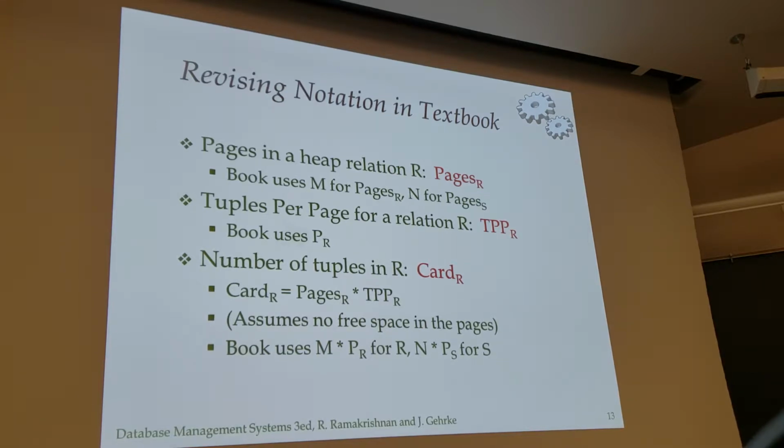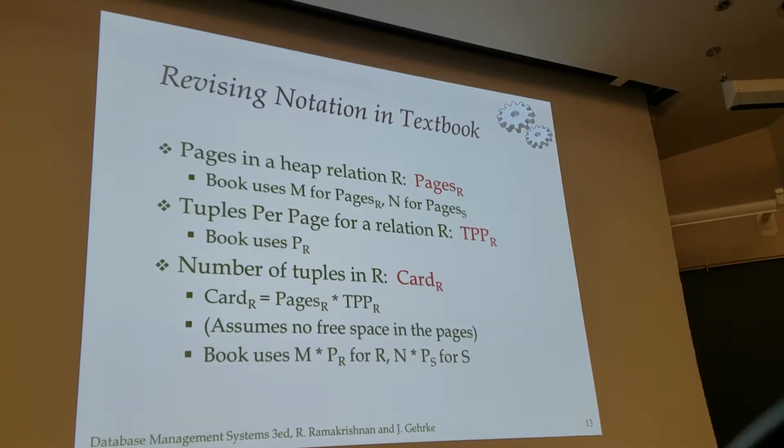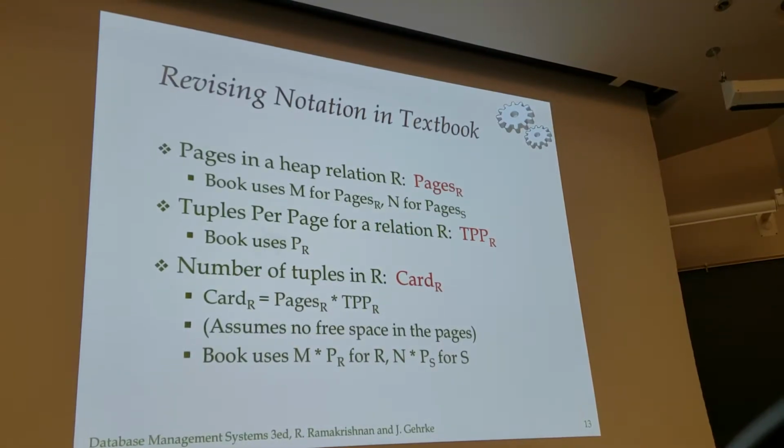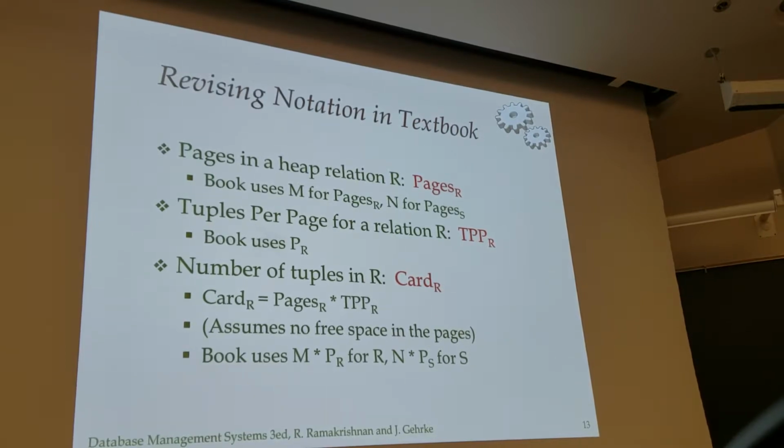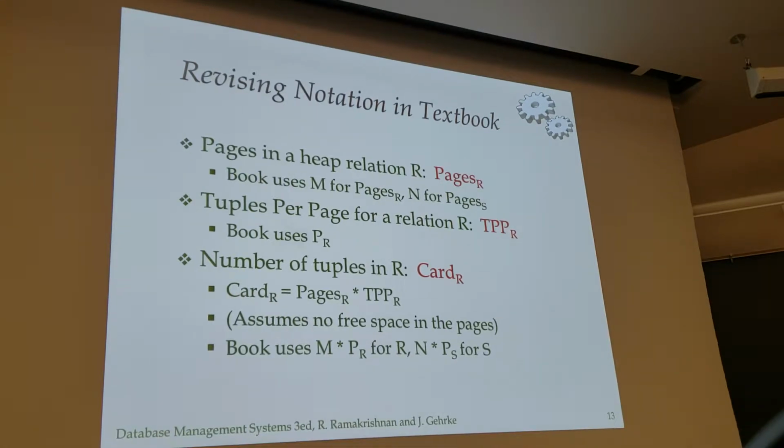So again, pages sub R, TPP, tuples per page sub R, and cardinality sub R, which is the simple product of pages times tuples per page. I can keep that straight. The other thing, I taught this course 3 times using the other notation, and I got sick of it. So you're exposed to what I hope is an improvement. It will be different from the book. It's an easy mapping to make. I think all of you can handle it.